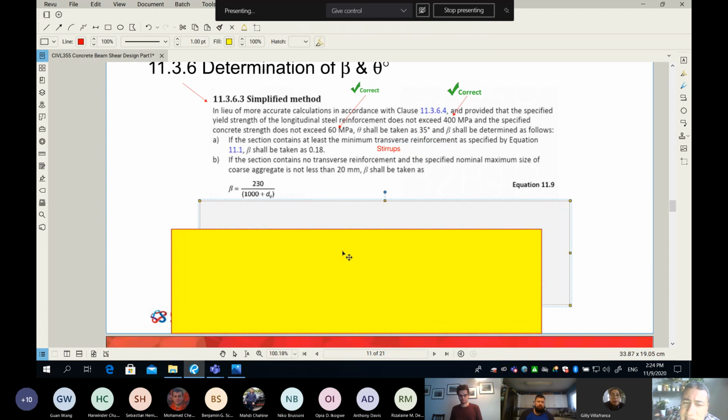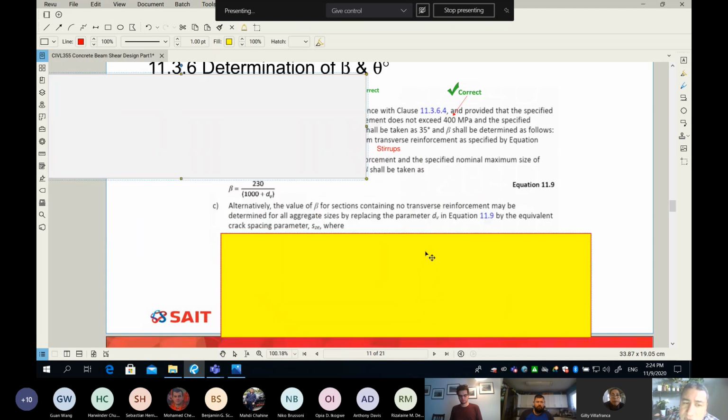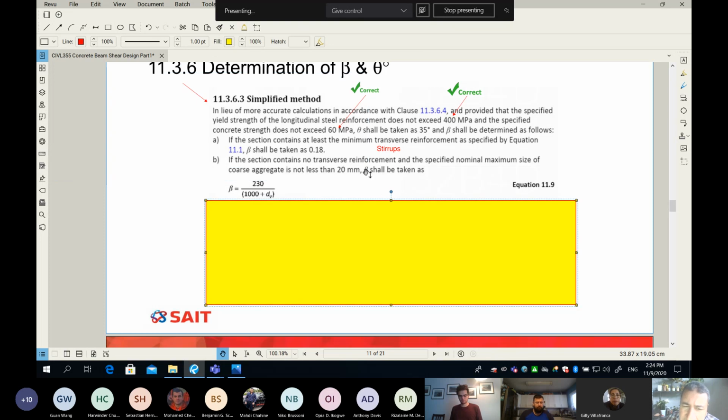And why did I hide this one? Because it tells you how to find beta for any value of aggregate size. Did we say something about aggregate size in our class? Yes, we said 10 millimeter or 20 millimeter, like 3/8 inch, then 3/4 inch, then I think 28 mils, and the last one is an inch and a half.